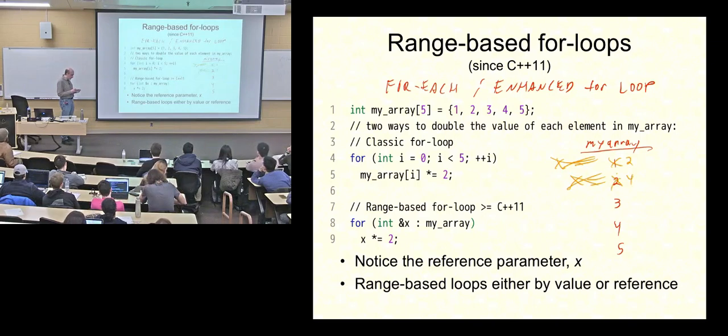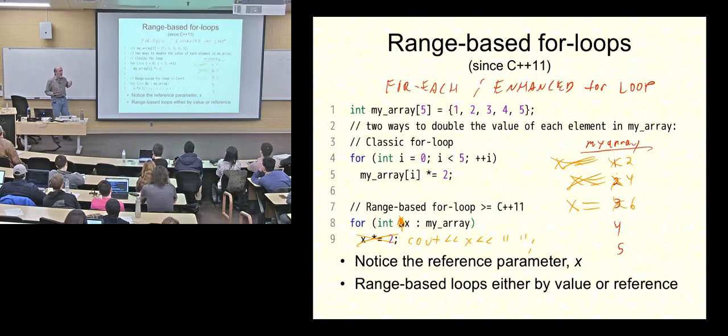Then we come back through the for loop. X is a new reference which is linked to 3. 3 changes to 6, etc. So if I wanted to, say, print the elements, I don't need a reference. So if I want to say, instead of x times equals 2, just cout less than x, less than a space, then I could get rid of the ampersand and I could print every element of it. What if these weren't integers?